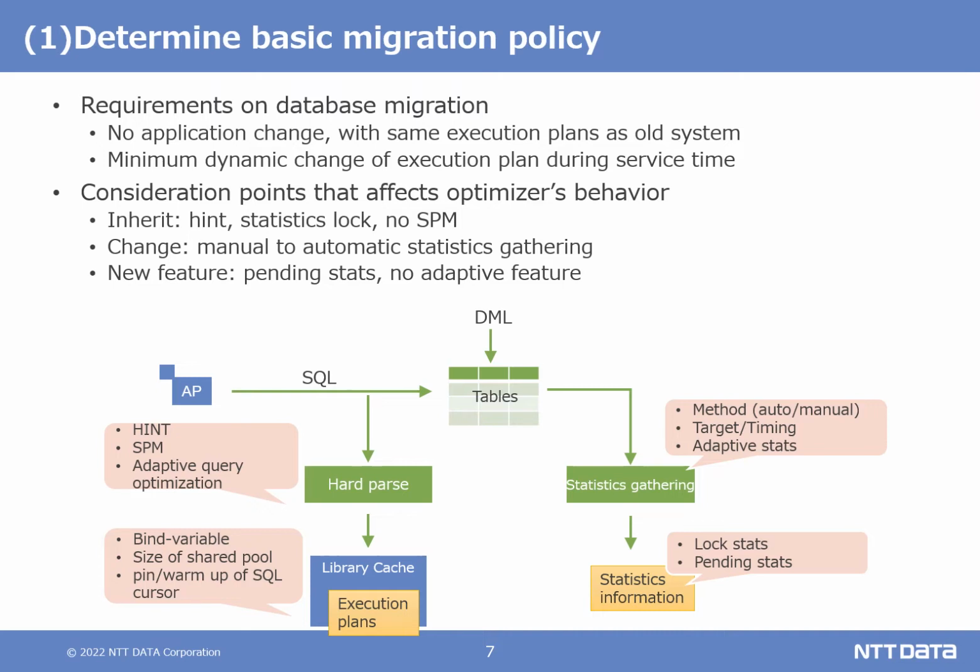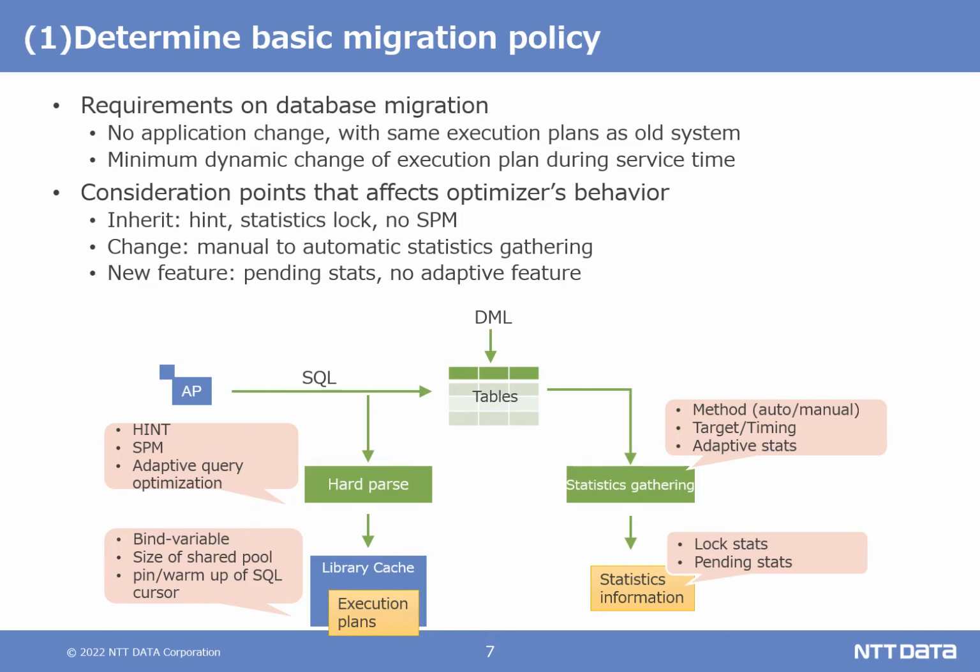This figure shows a flow in which Oracle changes an execution plan. There are basically two parts. One is hard parse and the other is statistics gathering. Oracle provides features to control the flow, such as hint, SPM, adaptive query optimization, adaptive statistics.